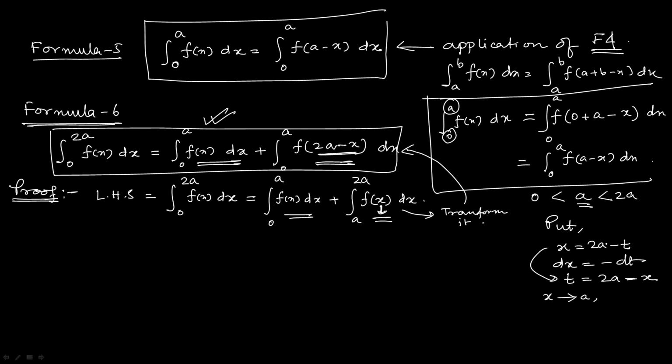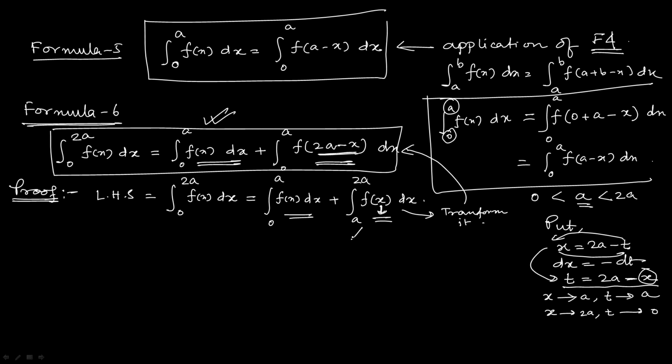From this, when t is going to this side and x is going to this side, this will be t equal to 2a minus x. Now x tends to a means t tends to a, so t is a. Now when x is going to 2a, t is now 0.